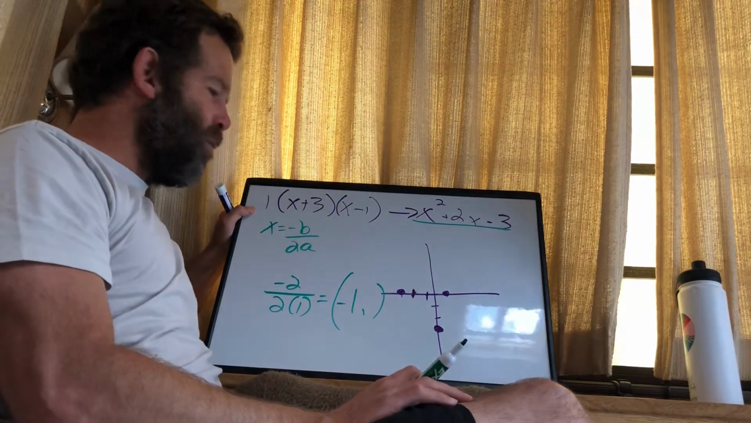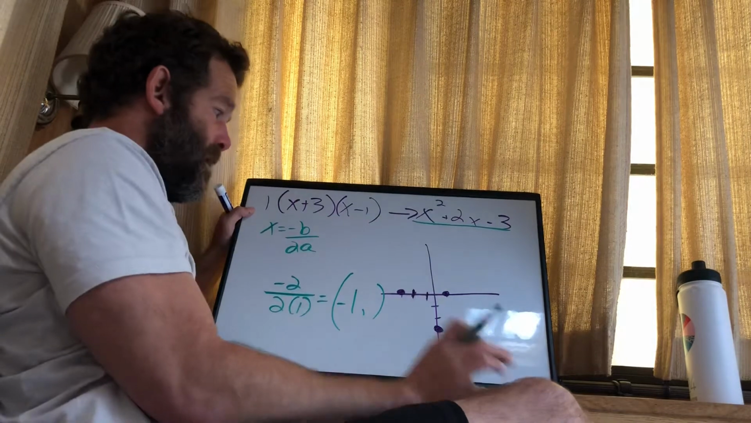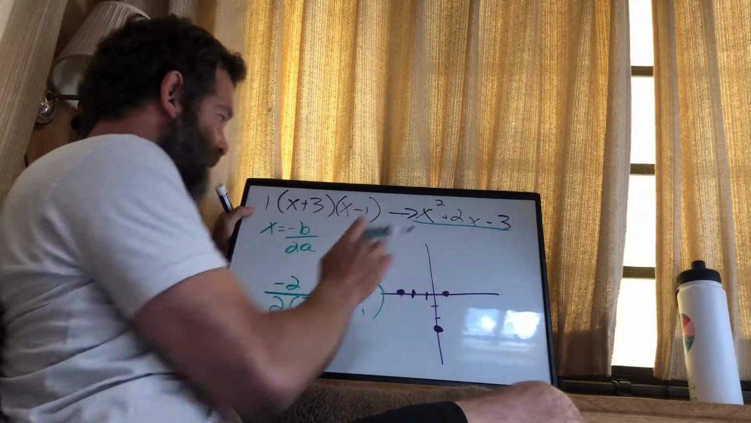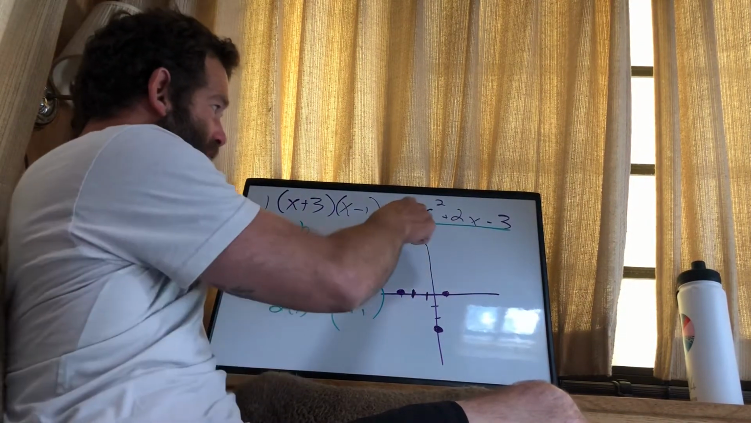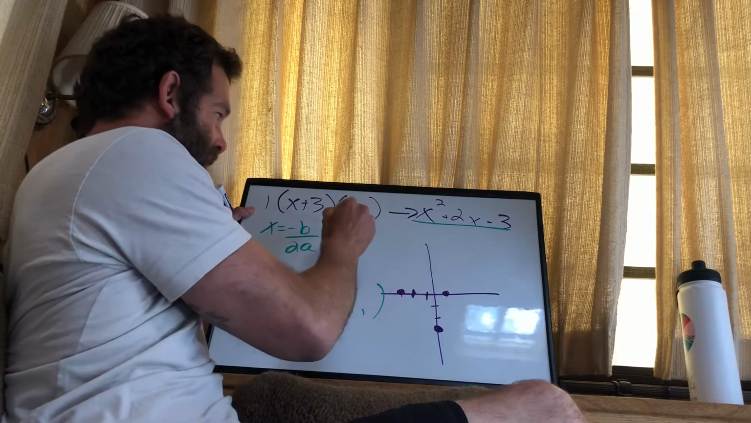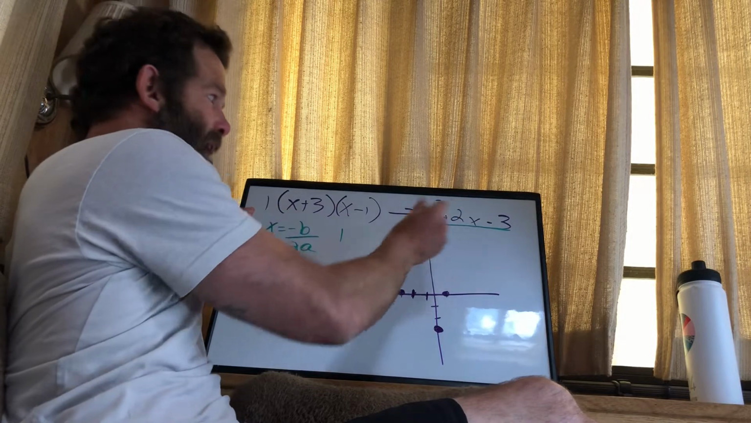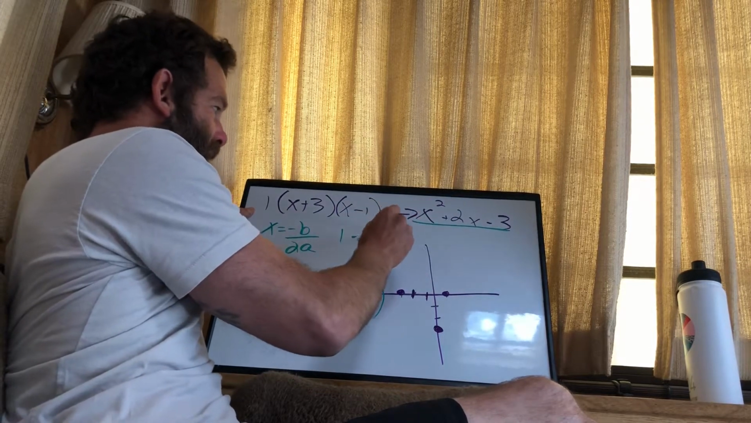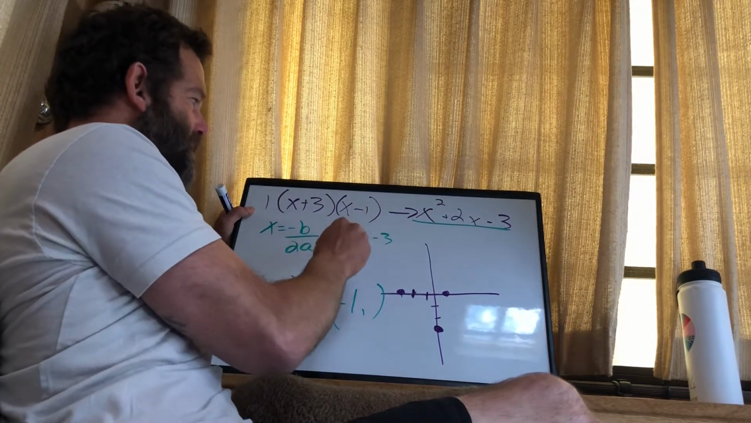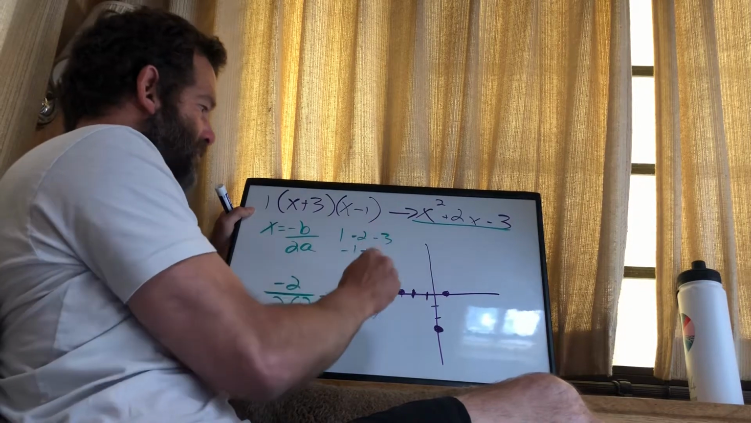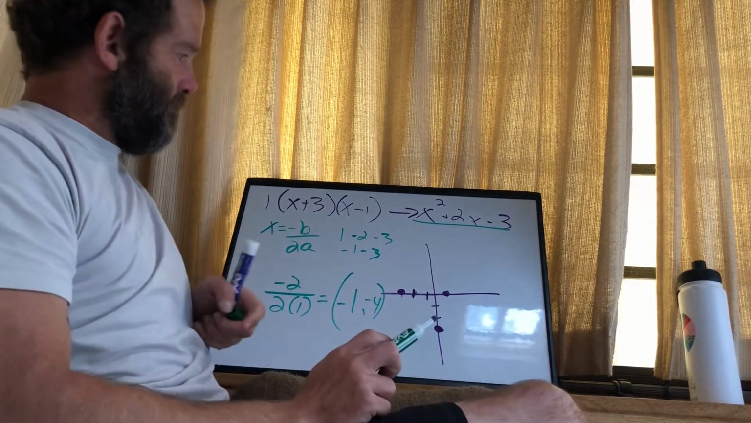How do you find your y coordinate? Plug it back in. Plug the -1 back into here. So if I plug a -1 into x squared, I get +1. If I plug a -1 into 2 times x, I get -2 and then -3. Net 1 minus 2 is -1, and -3 is going to give me -4.